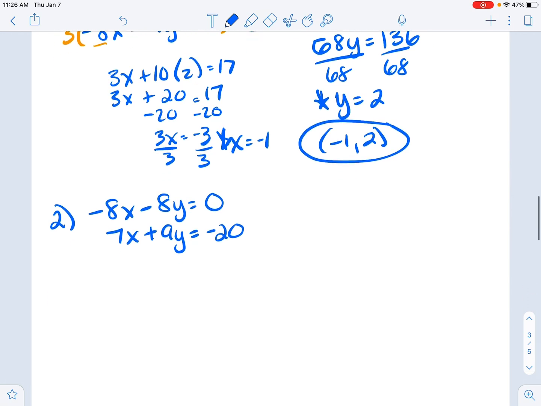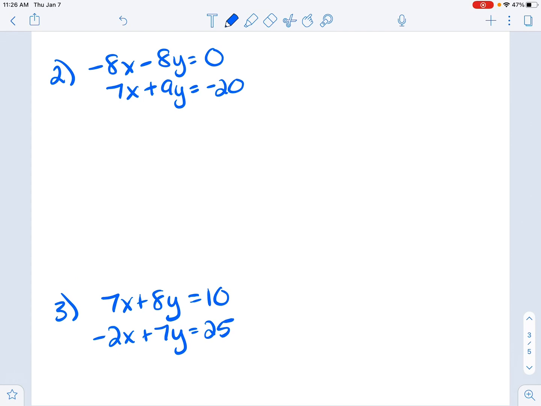Okay, let's try another one. Why don't you go ahead and pause the video and figure out what to multiply each equation by. If I look at this one, I have negative 8 and 7, and I have negative 8 and 9. They do have opposite signs for each of them, so you just have to pick which one you want to eliminate first, the x or the y. I would do the y's only because I like the number that they both go into, but you can do whichever one you want.